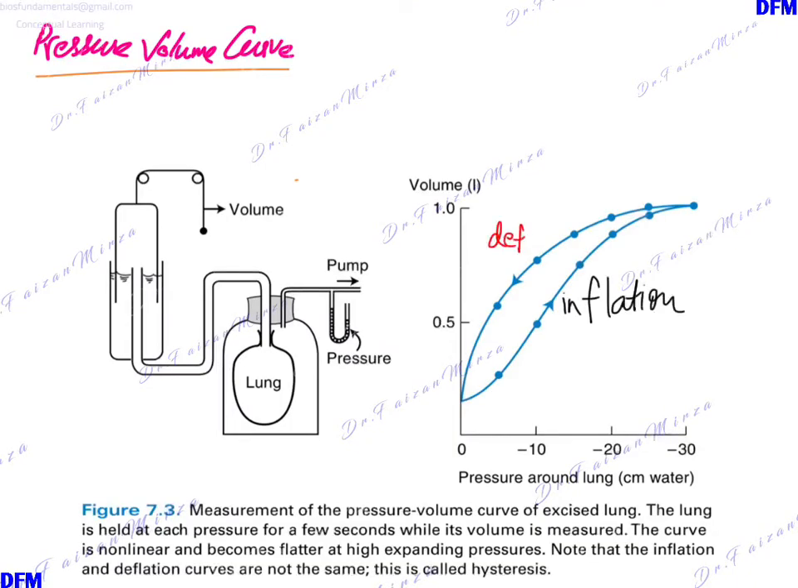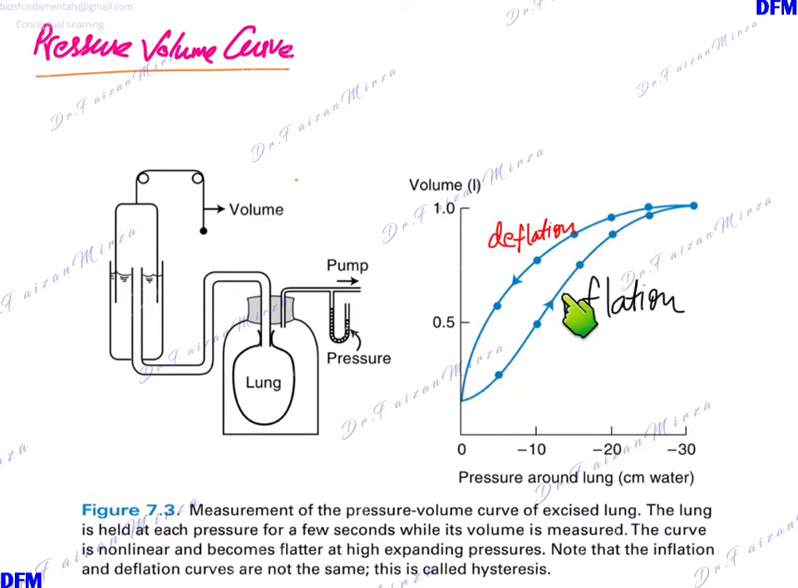The pressure volume curve can be drawn for a lung and it shows inflation and deflation. This x-axis shows the pressure around the lung, which is being increased gradually, and the y-axis shows the volume as it increases. You can see the graph shows that inflation takes a different route, and the curve for deflation, in which the lungs are recoiling, follows a different route.